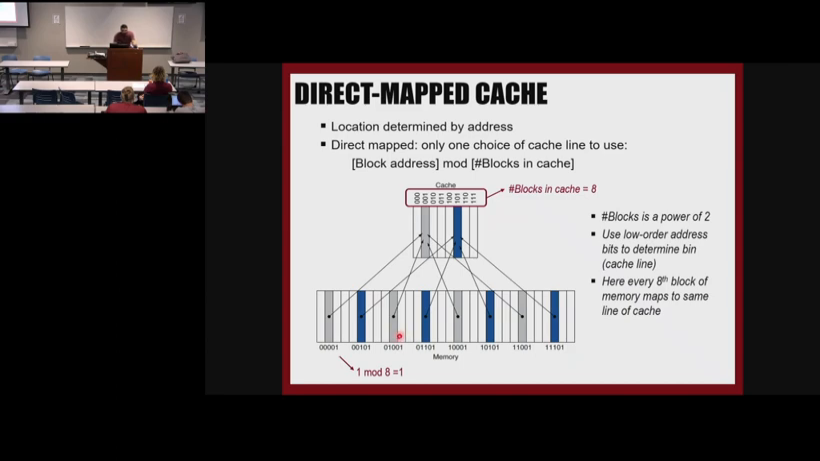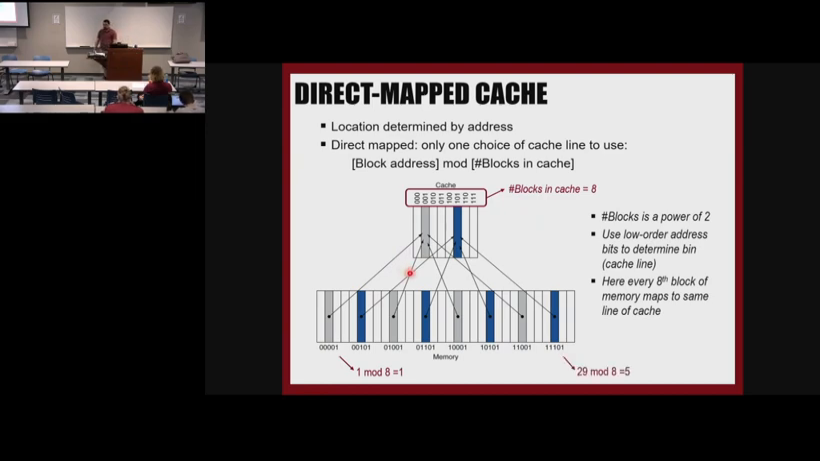Okay. But something that you can see is that block 9 is also connected to the same thing. We get mod 8 of 9, we get 1 as well. And if we don't know what mod is, it's just divide and look at the remainder. Okay. So we divide 9 by 8, and the remainder would be 1. It is also connected to the same line in the cache. Okay?